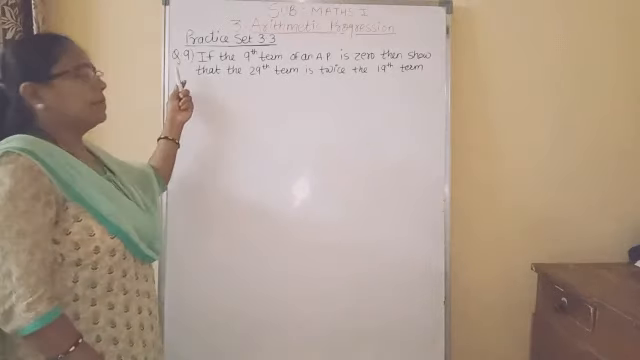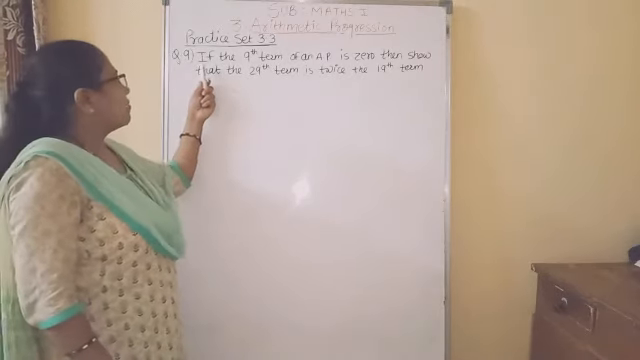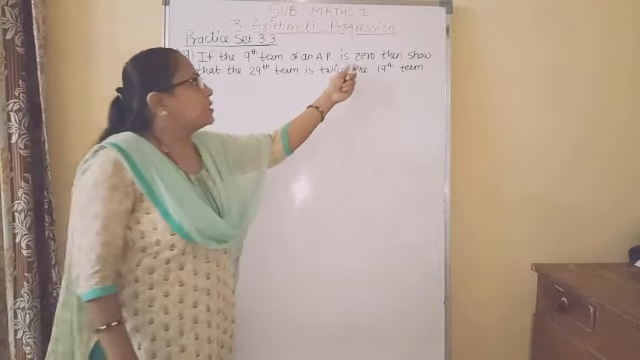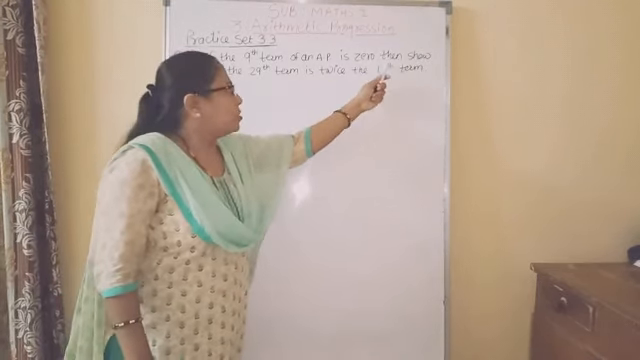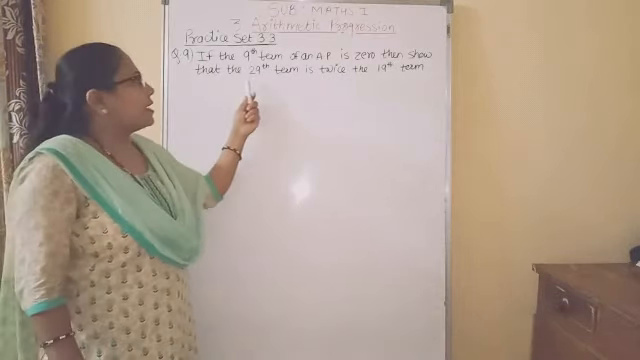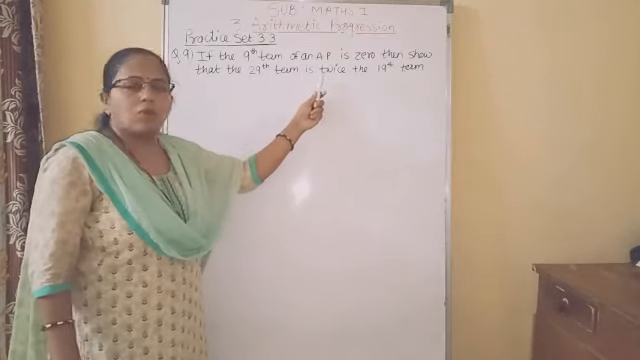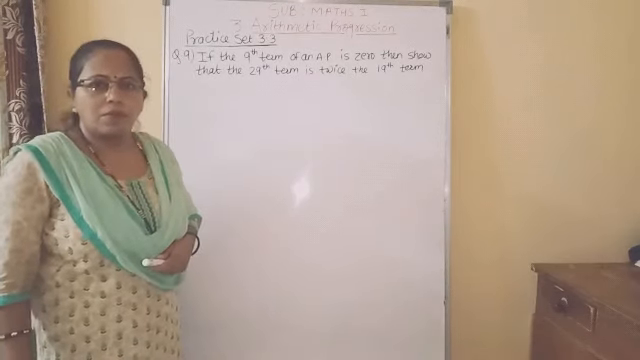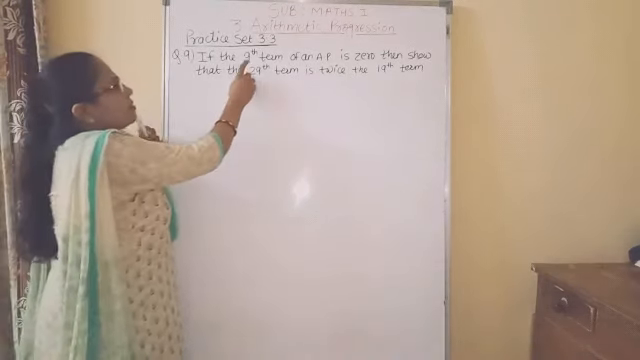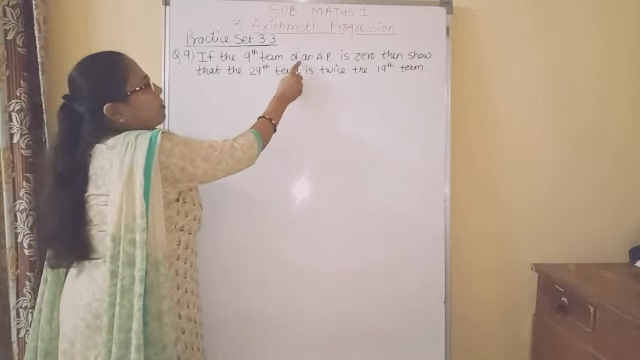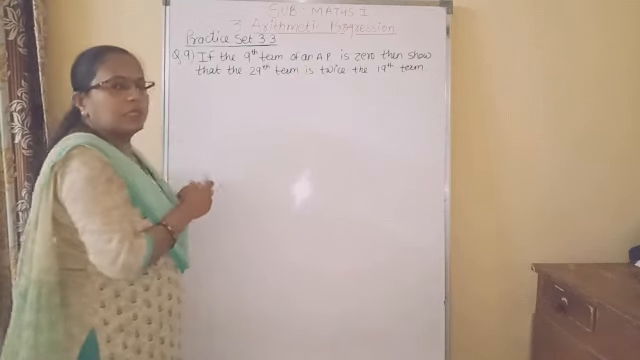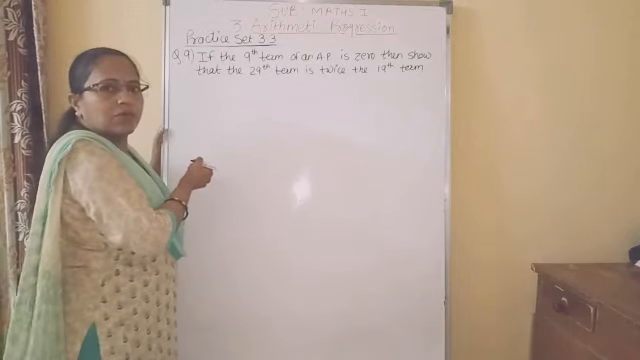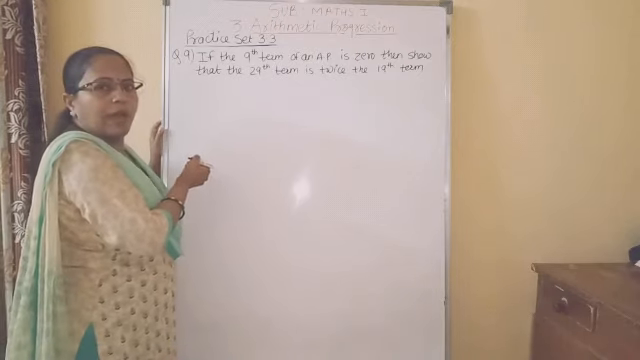Now, question number 9. If the ninth term of an AP is 0, then show that the 29th term is twice the 19th term. Okay. So here what is given, student? Ninth term of an AP is 0. Okay. So we will write this solution as given, to prove, and proof.